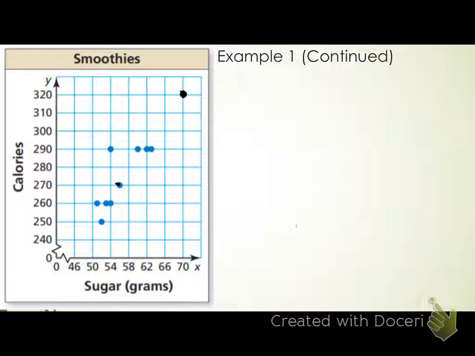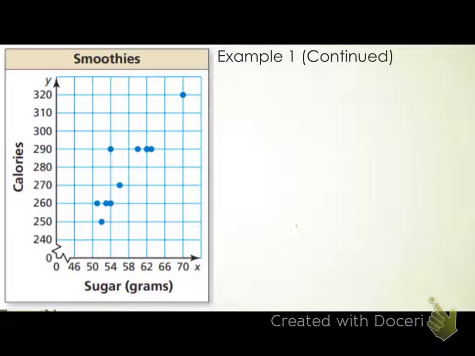Here's our smoothies. My x-axis is the sugar in grams of each smoothie. The y-axis is my calories per smoothie. Each ordered pair represents one smoothie. I have a question. So there's 10 total smoothies. 1, 2, 3, 4, 5, 6, 7, 8, 9, 10.